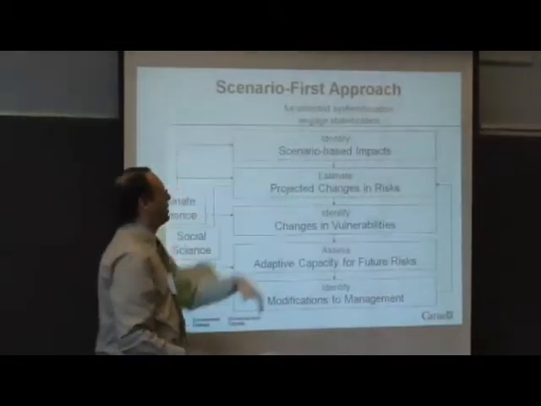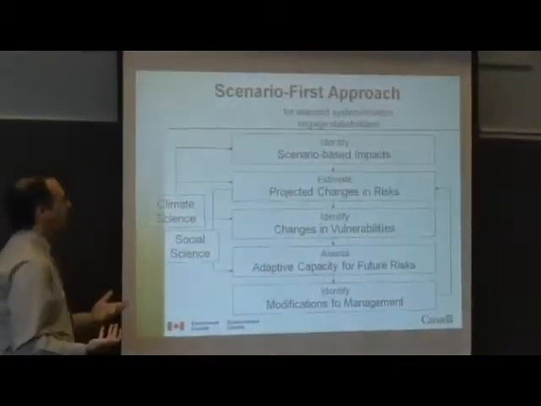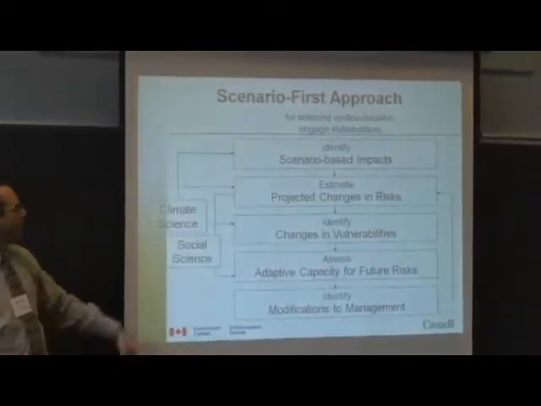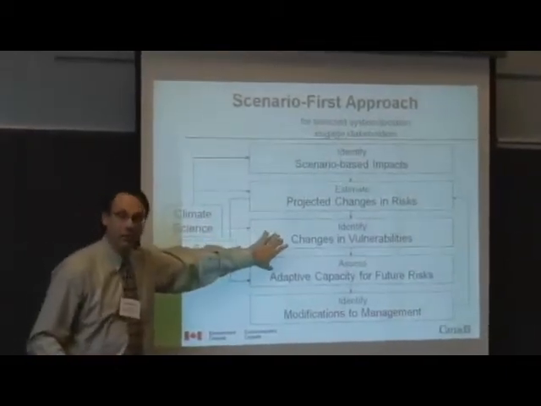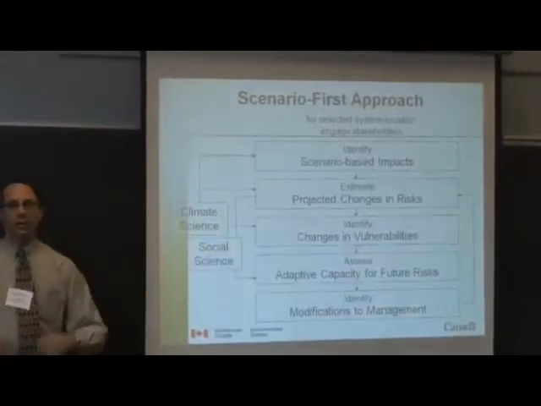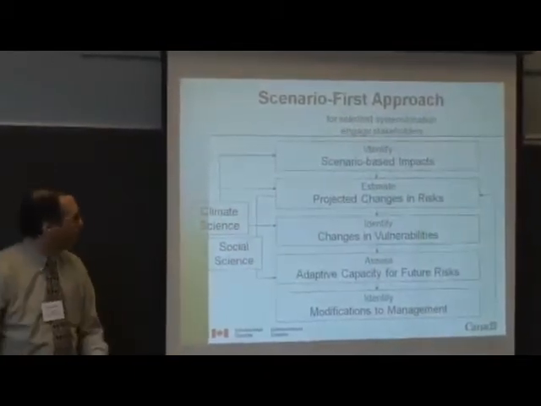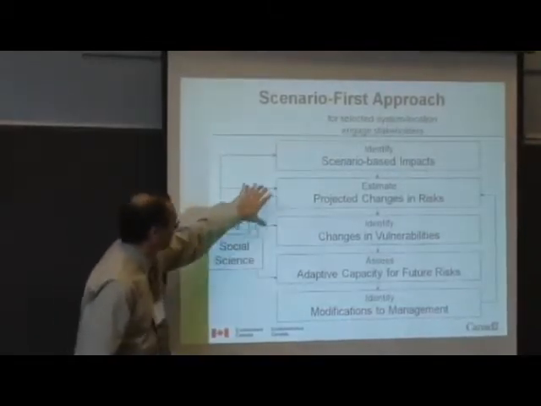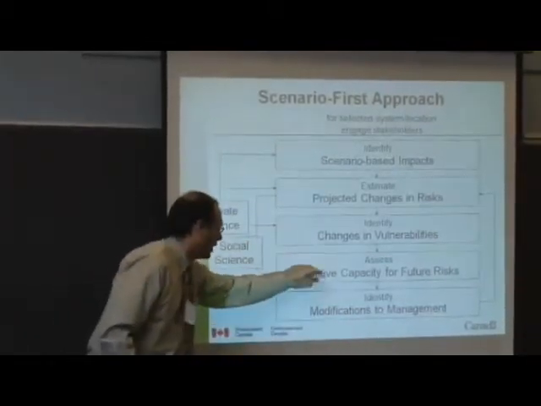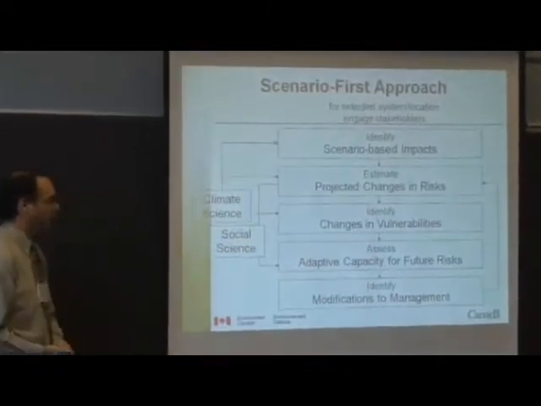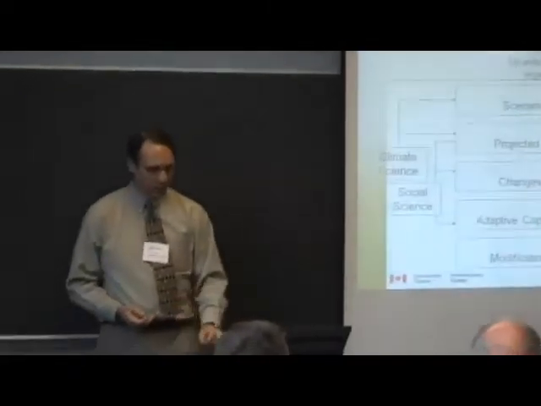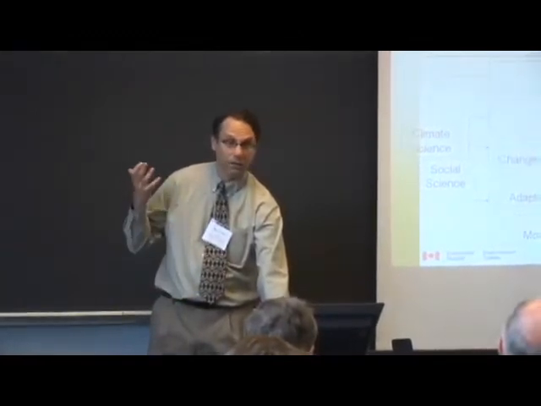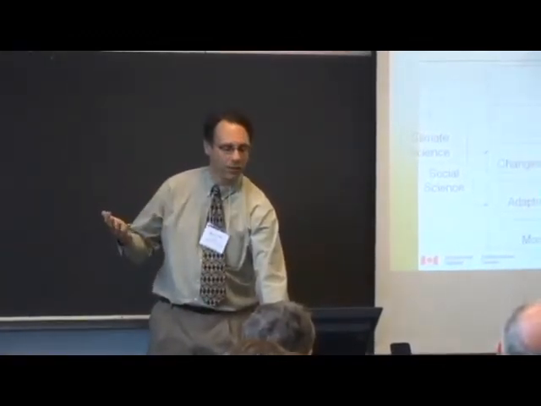So here the first step is identifying the scenario-based impact. You estimate a projected change in risk compared to the risk you know about today, and you identify the vulnerability change. Not the vulnerability today, but the vulnerability change. Again, climate science enters into all of these steps, and social science enters into these steps. You then go to the assess adaptive capacity step and identify modification management. There's similarities and differences to these things, but the first step in the dance changes.